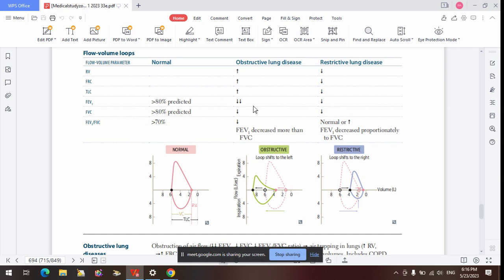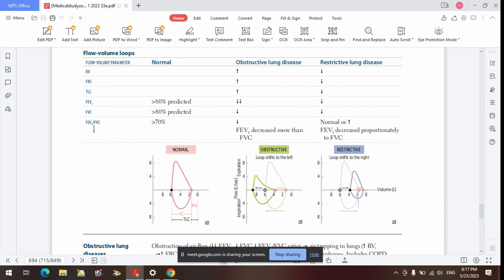So because of that decrease in FEV1 compared to FVC, the ratio will be less than 70%. So you guys have to know that in obstructive disease, the FEV1 decreases more than FVC. It decreases more than FVC. So at the end of the day, the ratio is less than 70%. But in restrictive pattern, it's either equal or it is increased.